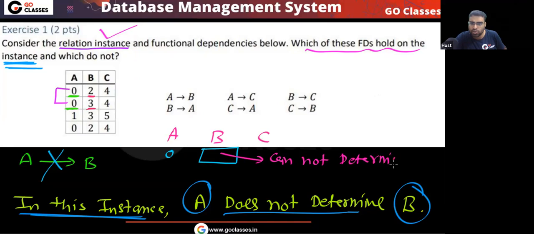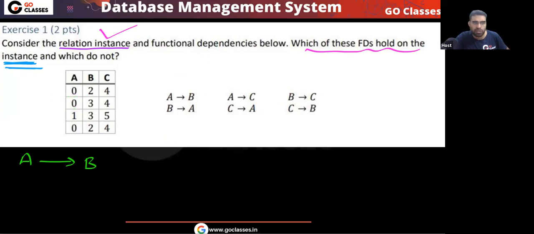Is this clear? If I give you the value of A, can you determine the value of B? You cannot determine. So I can say this functional dependency does not hold in this instance. Is this clear? Very simple. What about the next?